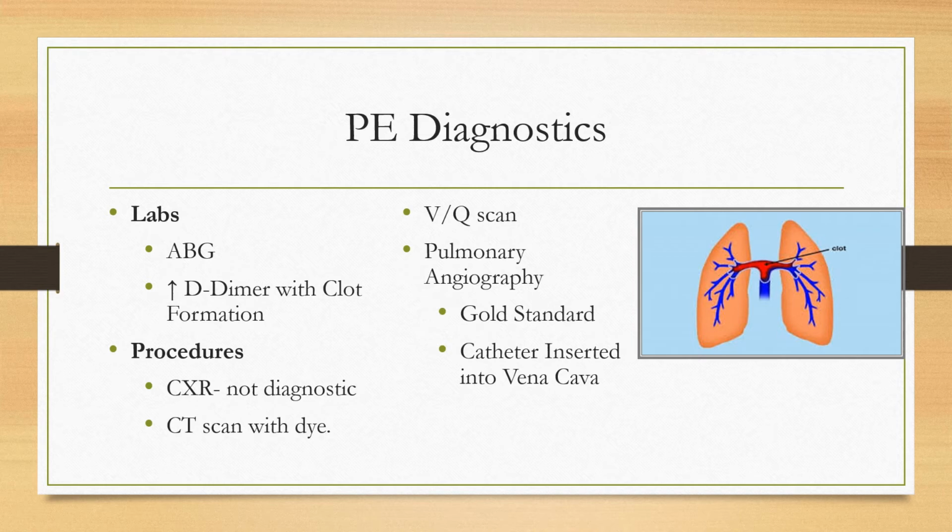Lastly, pulmonary angiogram, where we put a catheter into the vena cava, and then we squirt dye that travels through the arteries of the lungs. Yes, it's very accurate, but we don't use it very often because we have a CT angiogram that we can use, which is less invasive. Okay, a pulmonary angiogram, angiography is more invasive.